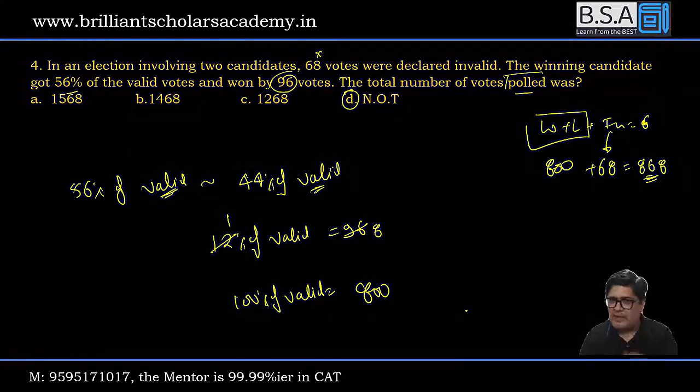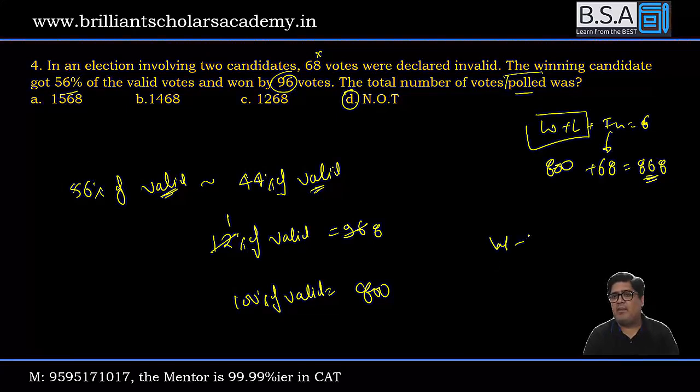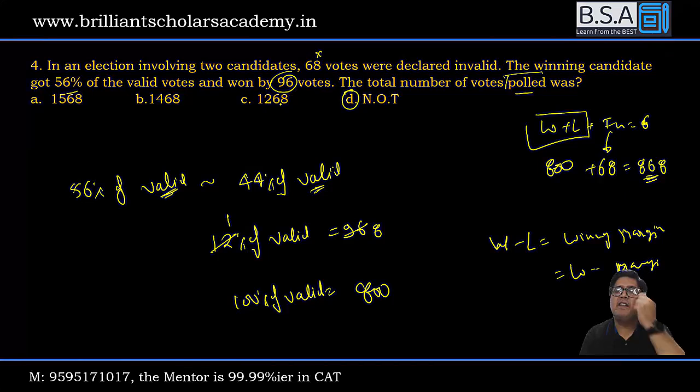Now let me talk something about margin. See, winner minus loser is called the winning margin. It is also called the losing margin. The winner wins by 96 votes. It is called winning margin. Further questions will come. So the loser loses by 96 votes. The losing margin is 96. Winning margin is also 96. Winning and losing margin is the same number. Winner has got more votes, so winning margin. Loser has got less votes, so losing margin. I hope there are no doubts in this example. Fairly simple.